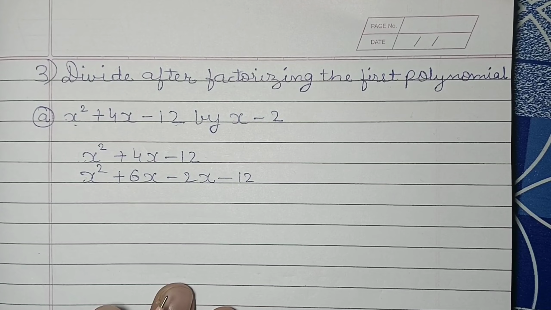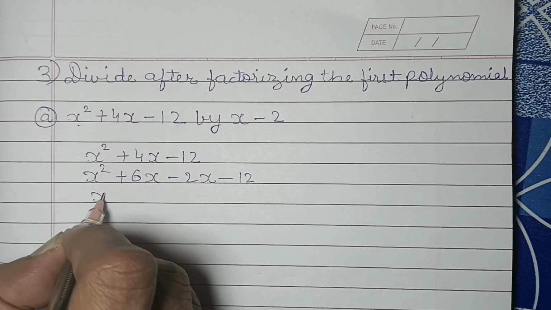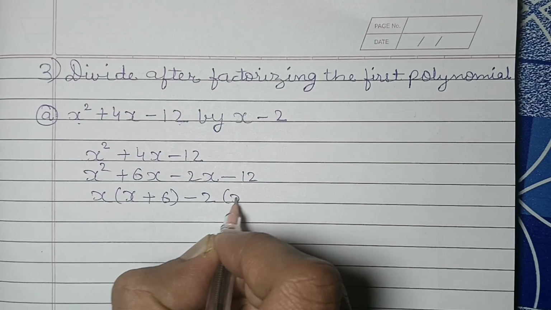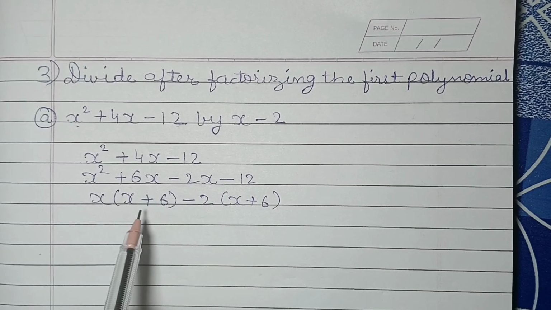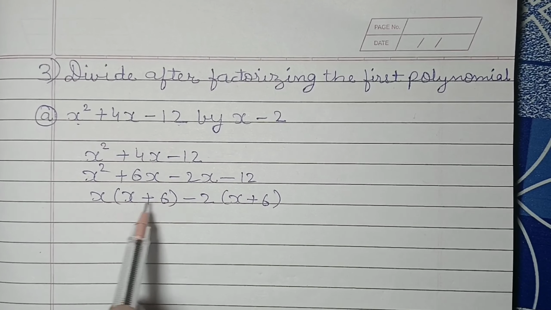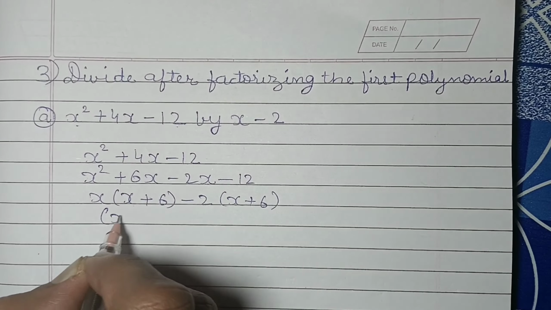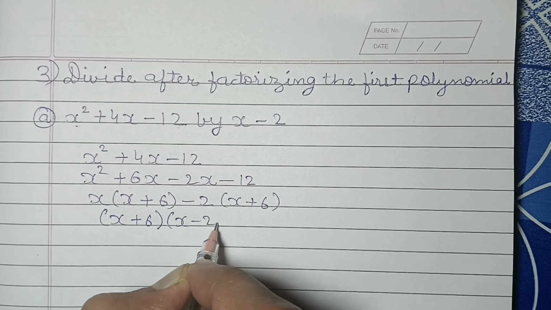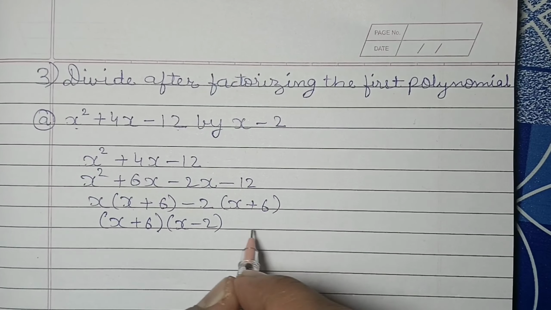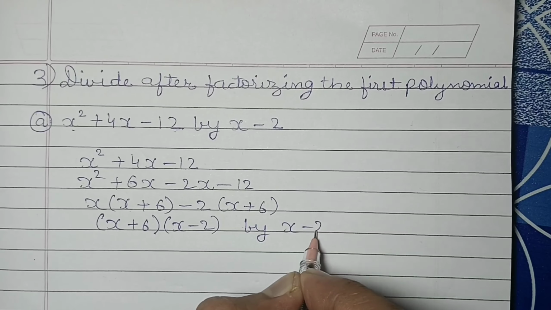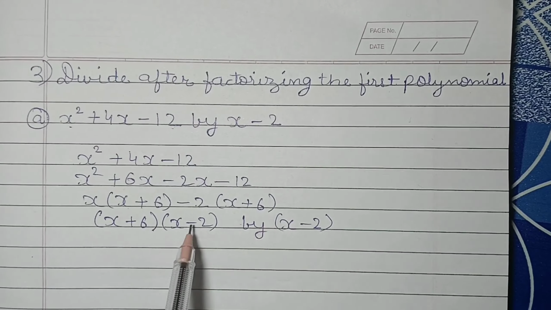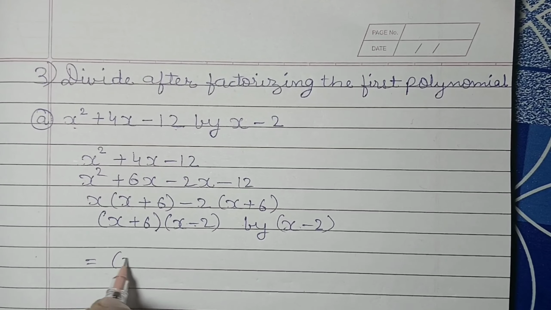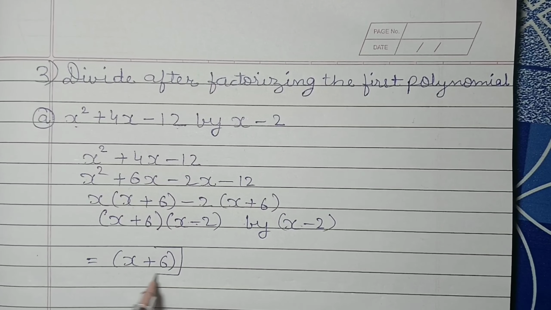Okay, now we can take x common, so x plus 6, and here we can take minus 2 common, so here x plus 6 will be remaining. Now we can take out common x plus 6 from these two terms, so x plus 6, and the remaining will be x minus 2. Now we have to divide these by x minus 2. So if I simply divide, x minus 2 will be cut, so the answer will be x plus 6.